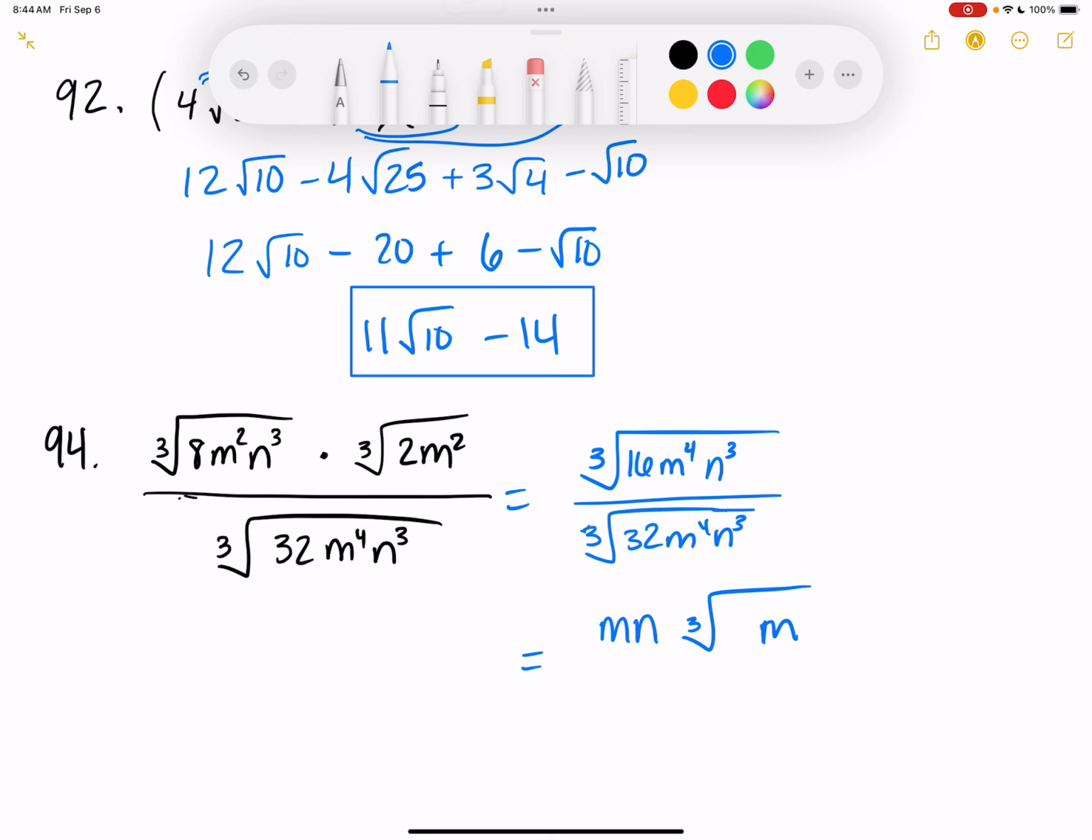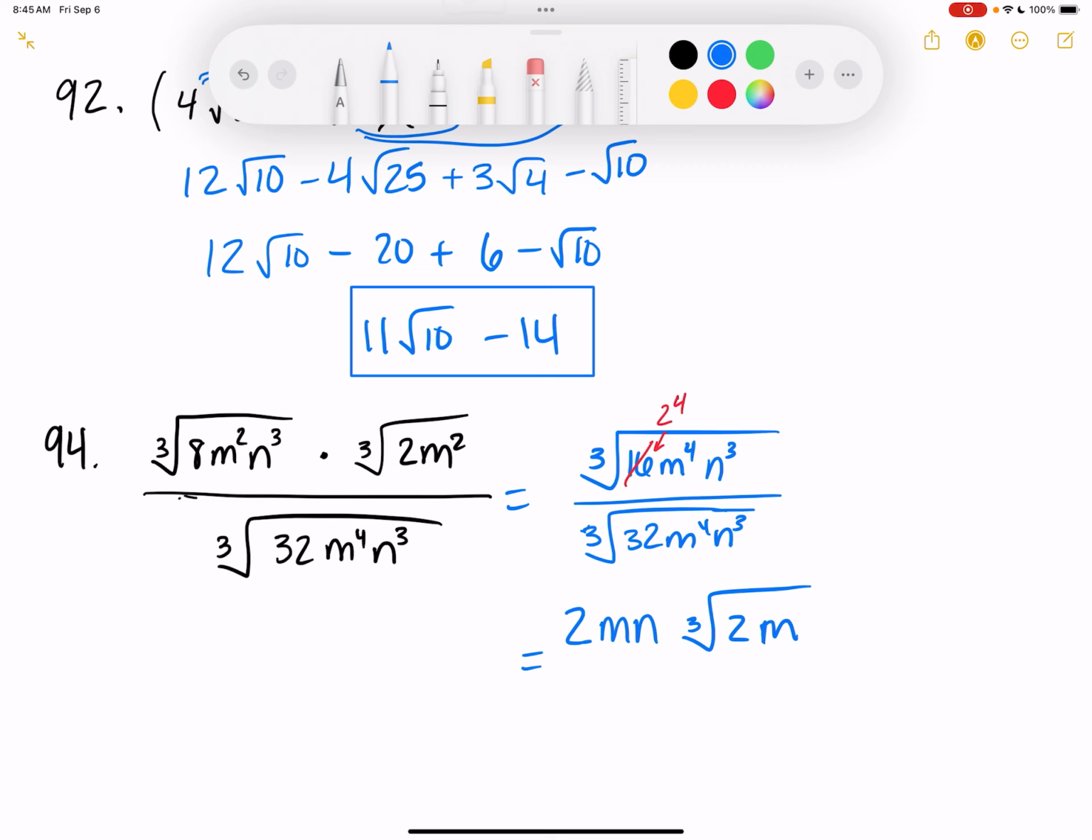What about that 16? How can I rewrite 16? 2 to the what power? 2 to the 4th. So, what can I take out else from the top? A 2, and that leaves me with a 2 inside, right?